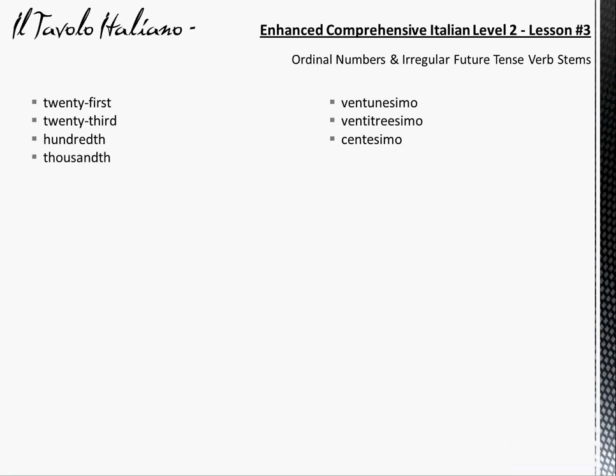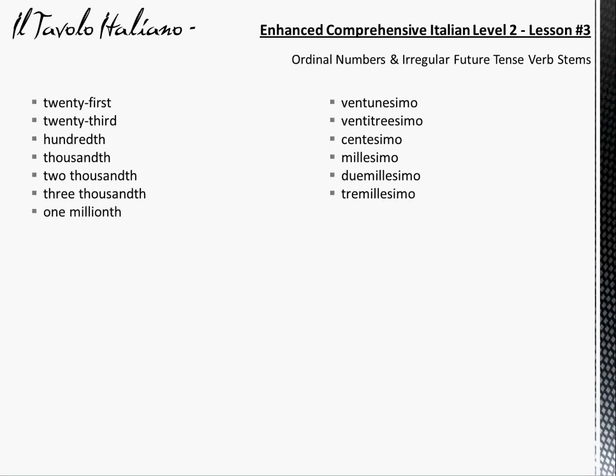1000th. Millesimo. 2000th. 2000. 3000th. 3000. 1000000th. 1000000esimo. Okay, now it's time for the irregular roots and the future tense of some verbs.